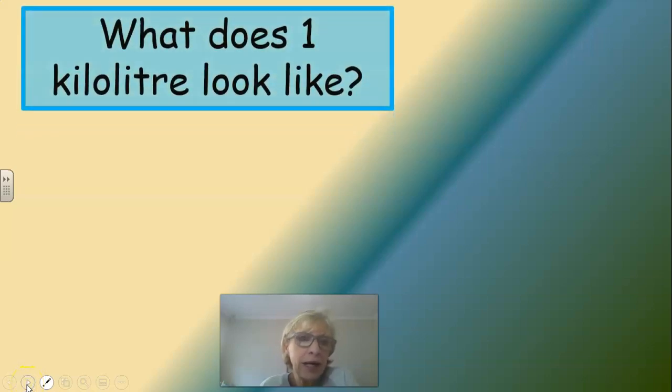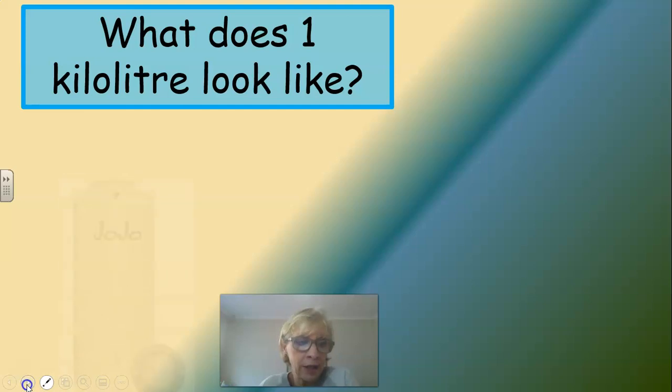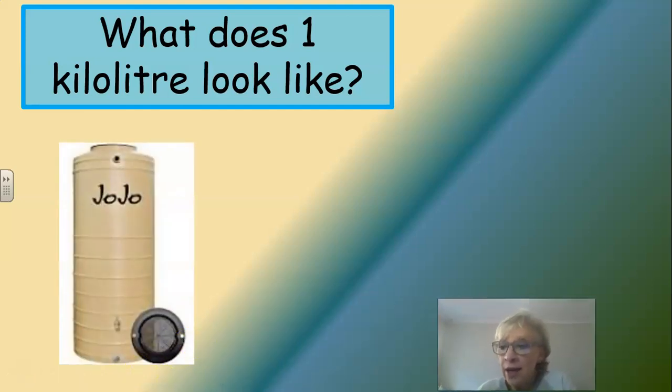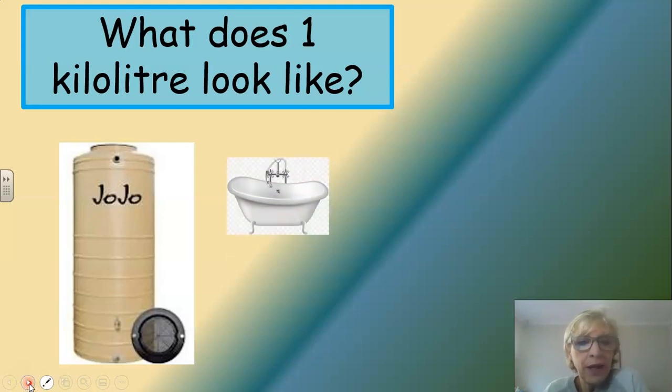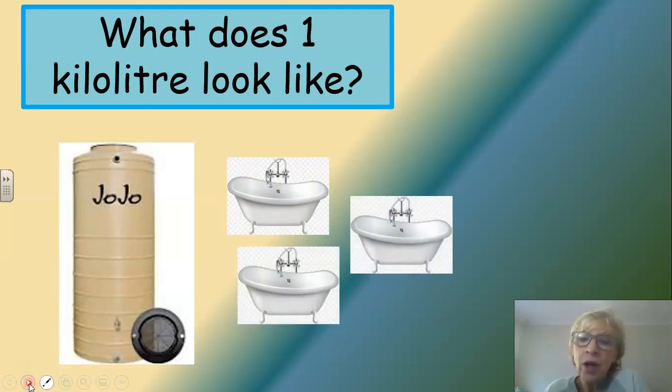Are you getting an idea now? What does 1 milliliter look like? And what does 1 liter look like? What does 1 kiloliter look like? Oh my goodness. Well, there is what I always call a skinny jojo, which is a water tank that you can store water from your drains and stuff that comes off the roof. So you can store about 1,000 liters in there. Or 1,000 liters, or 1 kiloliter, is also the same as what 3 baths can hold, approximately. Not exactly, but approximately. It depends on the size, the height, the width of the bath.